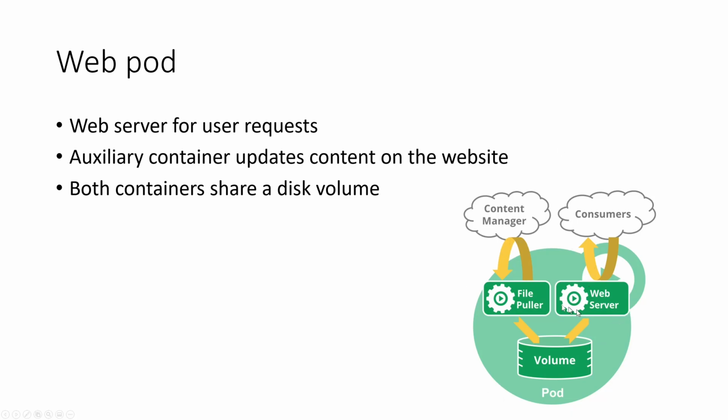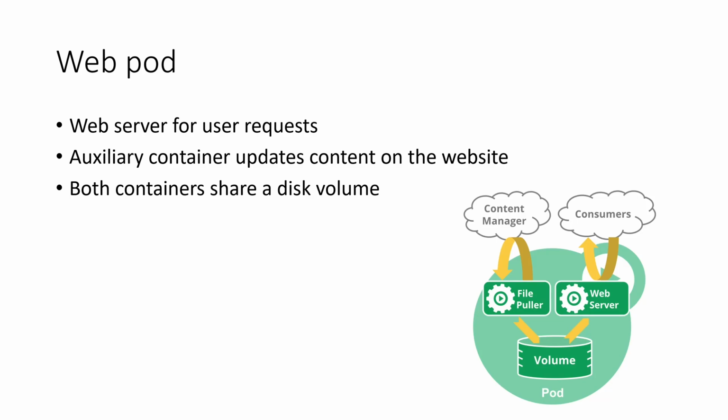And in the same pod, we also have an auxiliary container that pulls updated content from a content manager and puts the updated content, say images, on the shared volume. So over time, this container, the file puller, will update content in this volume, and the web server will serve fresh content to the customers over time.